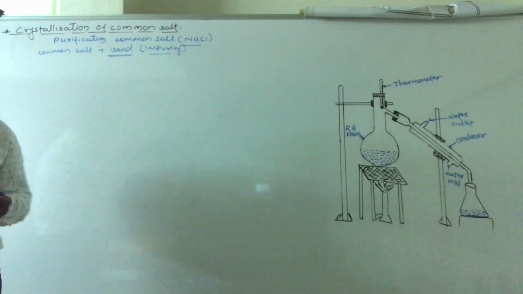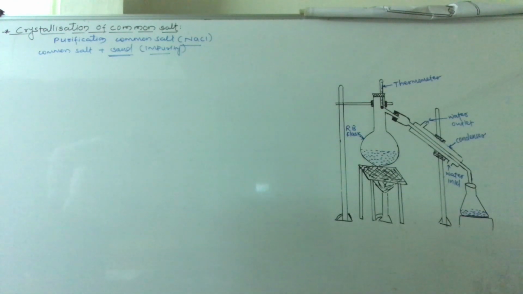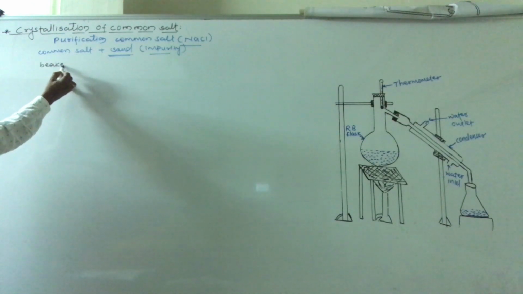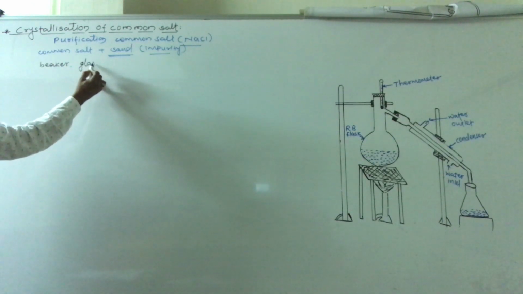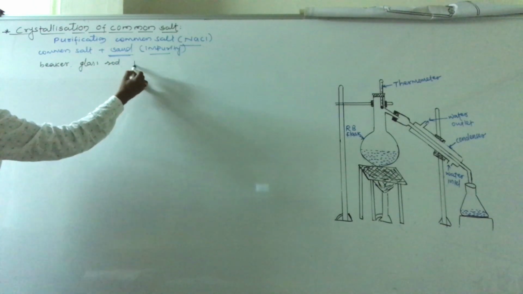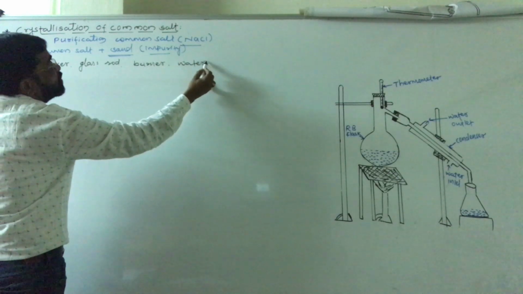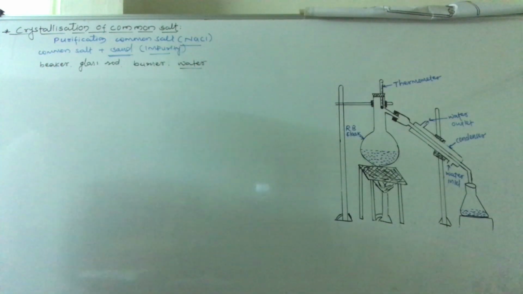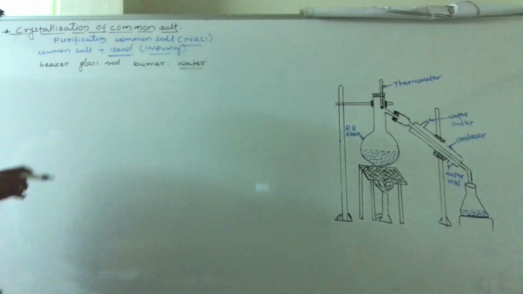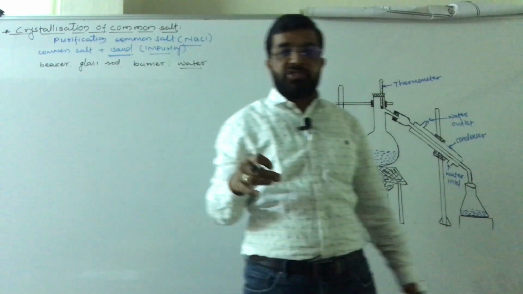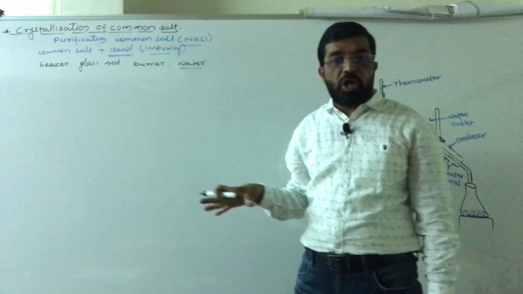So for this, the apparatus are a beaker, glass rod, and burner, as well as we have to prepare its solution in water. Okay, how will you purify or separate the sand present as impurity in that common salt?